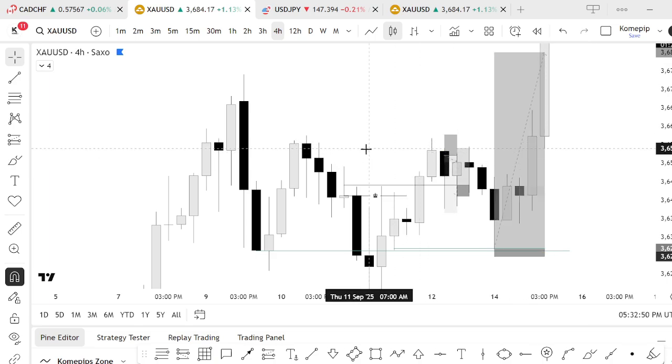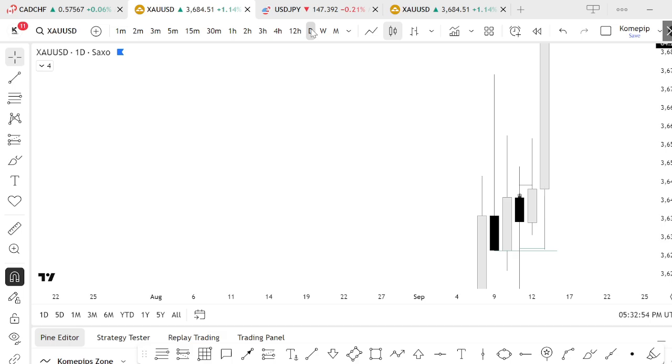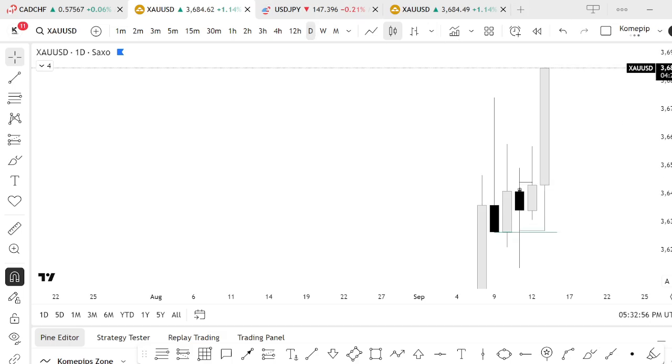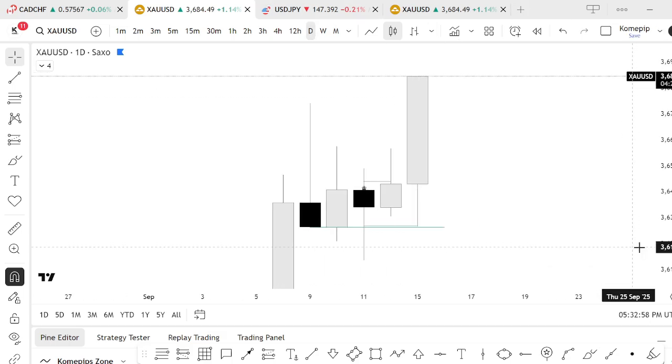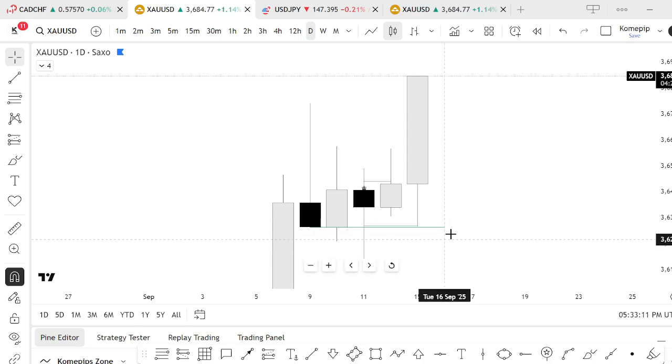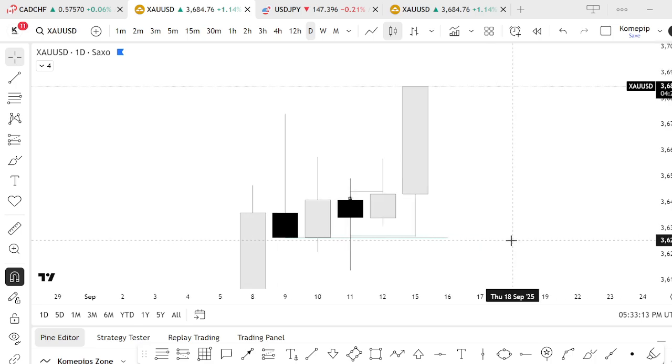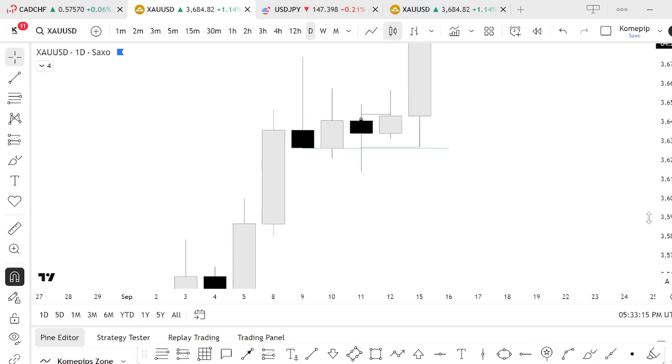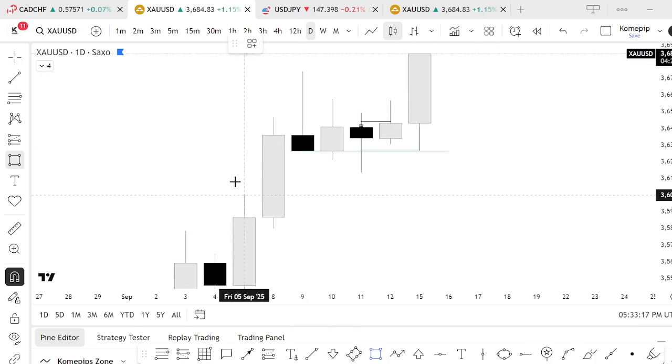The first thing that we need to do and understand is directional bias. And of course, you understand that ICT concept teaches us how to identify and spot our directional bias for the day. As a matter of fact, one of the major criteria of an effective ICT trader is the ability to identify the directional bias.